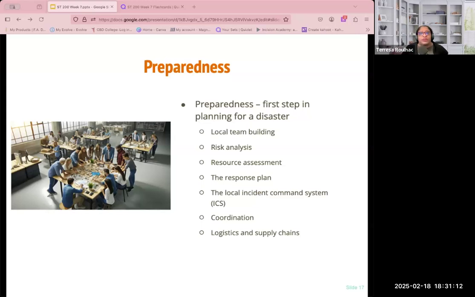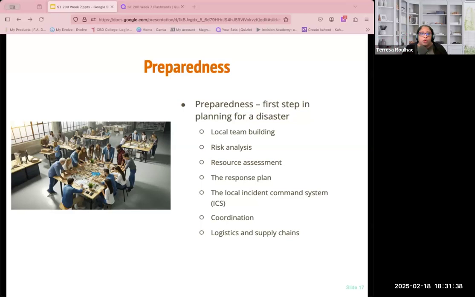Then we have the actual plan itself, the detailed action plan that is going to outline how the community will respond to the disaster. It's going to have steps. It's going to have our communication. It's going to have our resource allocation. We're going to have our patient care located on there and our evacuation procedures, because in some cases, that's all we can do is get our patients out.